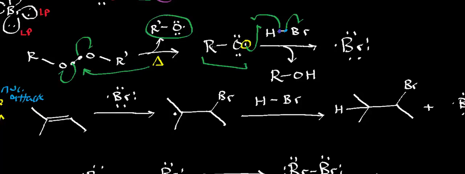But look what you did. You have this R bound to an oxygen radical, which is going to abstract the hydrogen in this one blue electron, and you get ROH, right? ROH, okay? So hopefully that makes sense. This ROH is going to come back later in the mechanism.